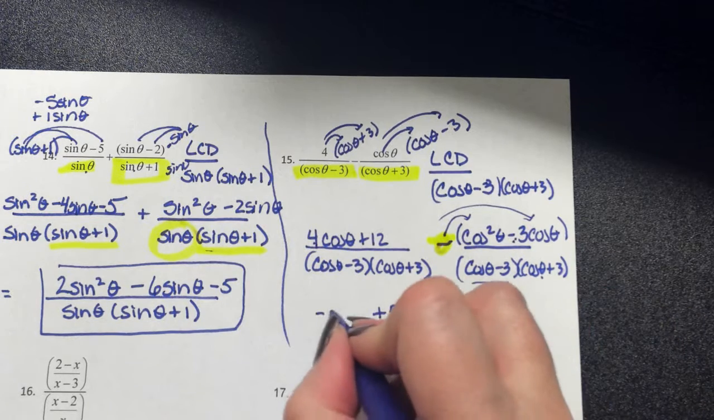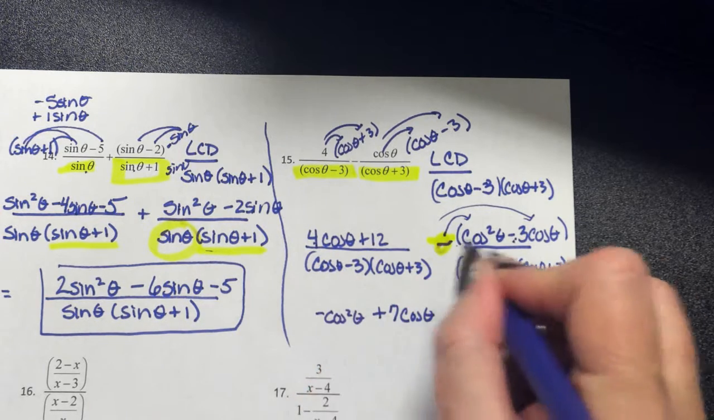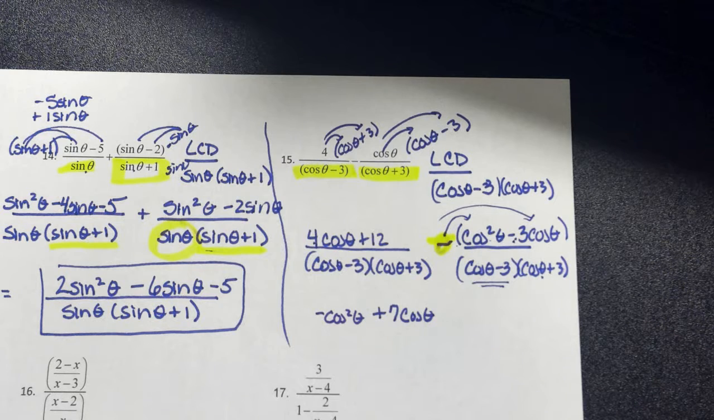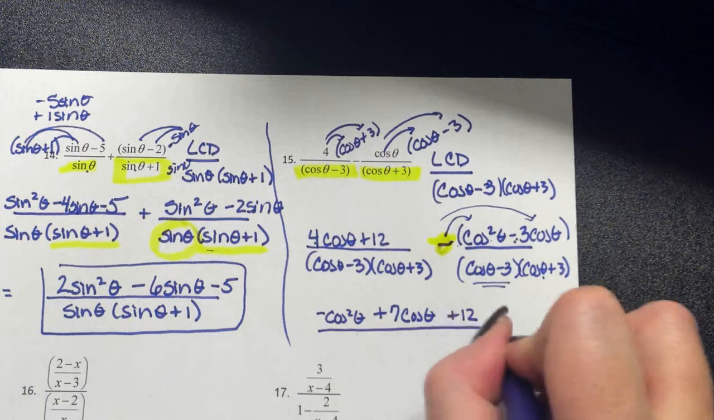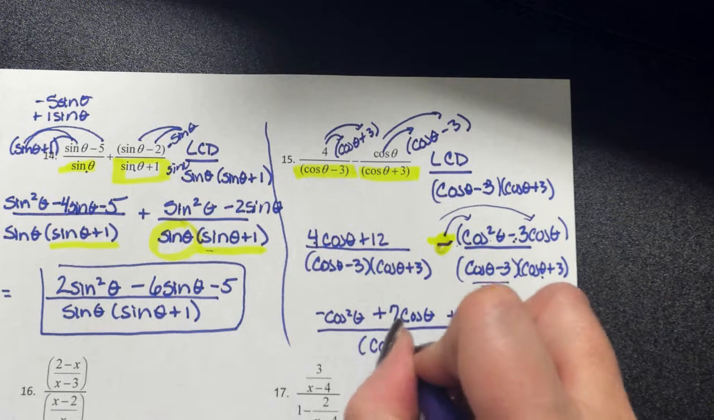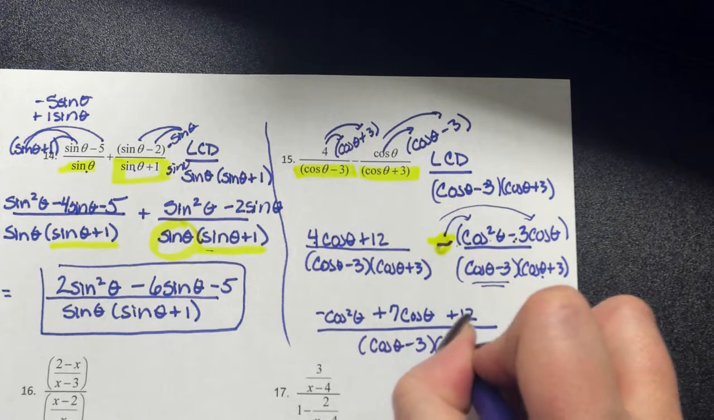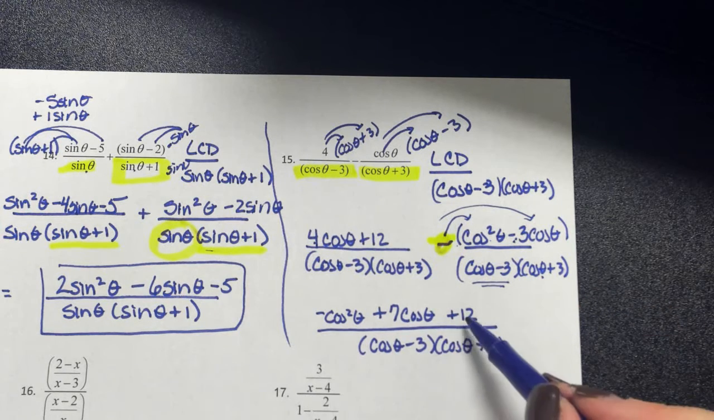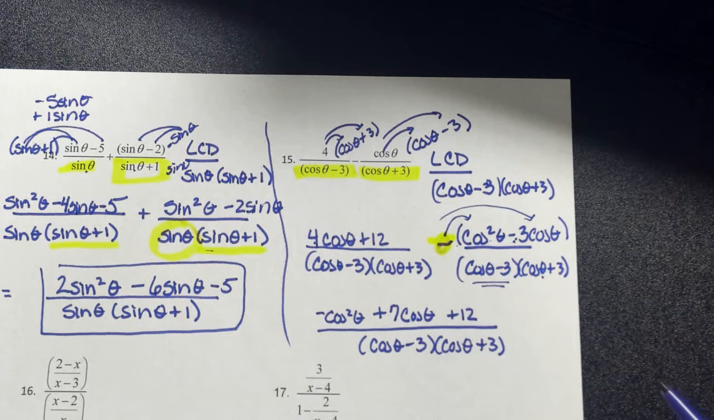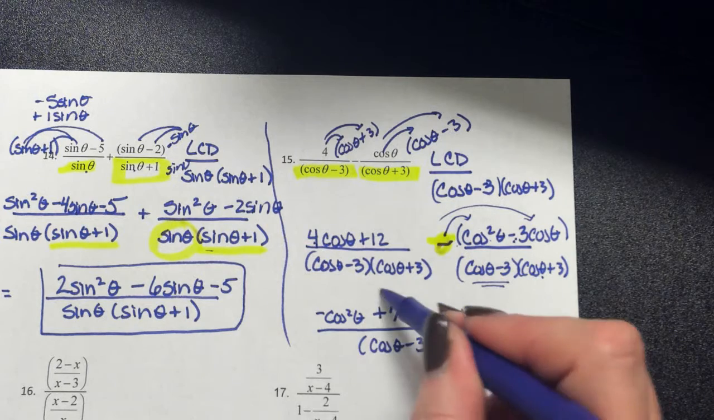I have a negative cosine squared theta when I distribute the negative sign to cosine squared. Plus 12. All over your cosine theta minus 3, cosine theta plus 3. There are no factors of negative 12 that add together to give me a positive 7, so this is as simplified as I can take it.